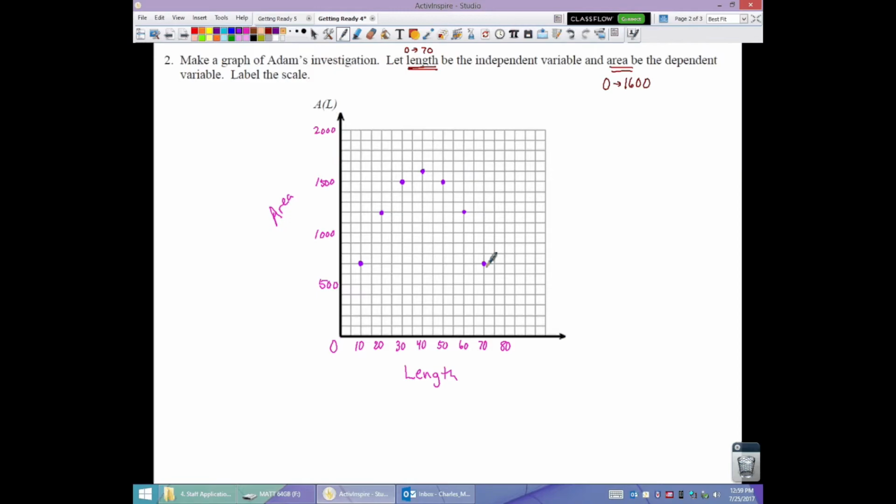Now, should we connect that? Should this be a continuous graph? Well, what that would mean is all the other lengths between 0 and 10, and between 10 and 20, are also possible. Well, they're not, because this fence came in sections, 10-foot sections. So I either had to make the length 10 or 20 or 30, nothing in between those numbers. And since there were only certain numbers of length and width, I only had certain values for area too, nothing in between those.